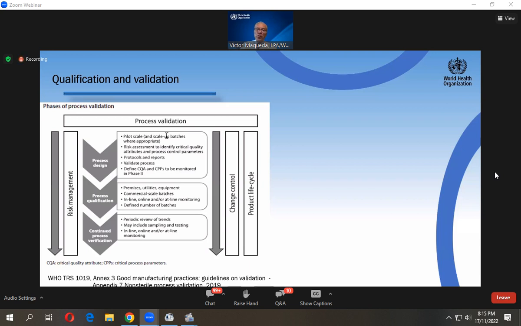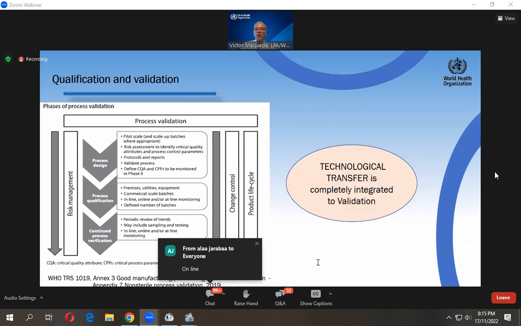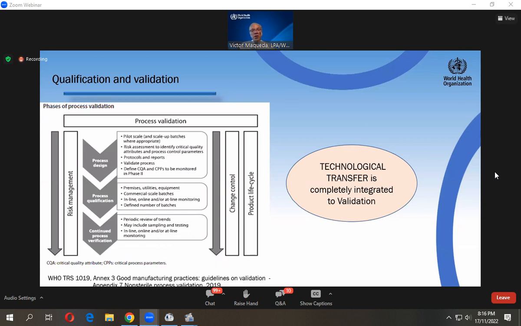And of course, we have the enablers, here, change control, again, product life cycle, and again, our backbone, which is the risk management all the time. So technology transfer is completely integrated to validation. As it is absolutely linked to development, and when you transfer, you're going to go into a new phase of development, actually, that builds up into the original development. So tech transfer is completely rooted into development and also completely integrated to validation.